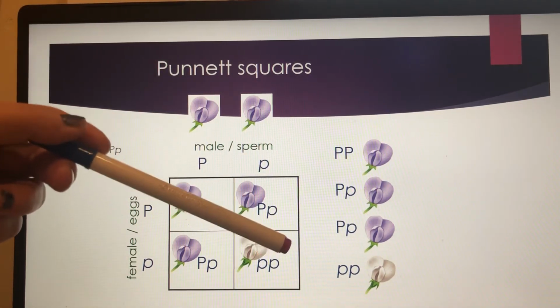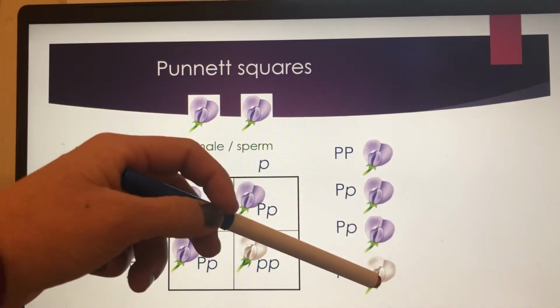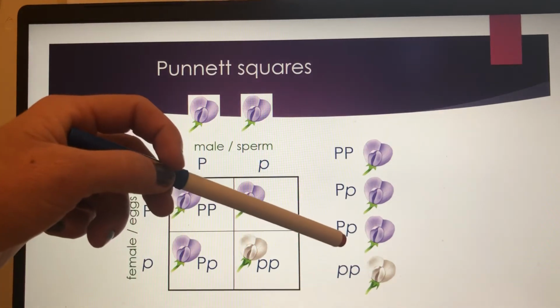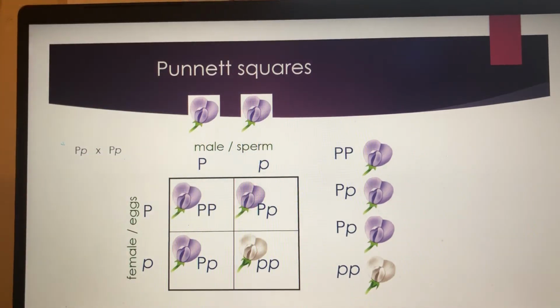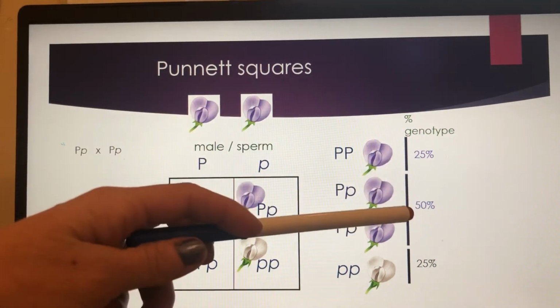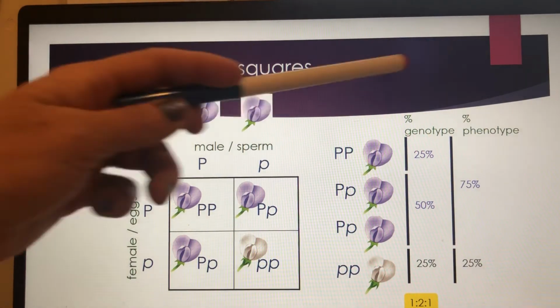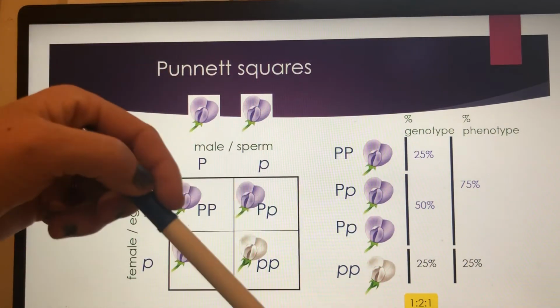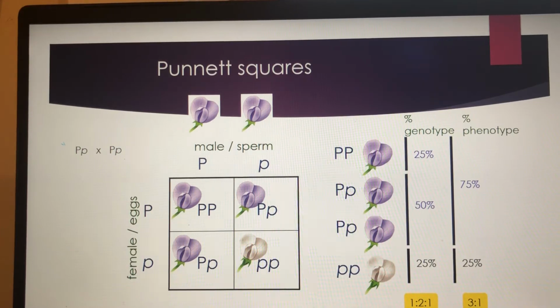For your test, you need to know that. You need to know, okay, we could say it's got a phenotypic ratio of 3:1. We could say it's got a genotypic ratio of 1:2:1, okay? This is showing you it in a percentage, 25 to 50 to 25, or a 1:2:1. Phenotypic, we could say it's 75% purple to 25% white, or a 3:1 ratio, okay?